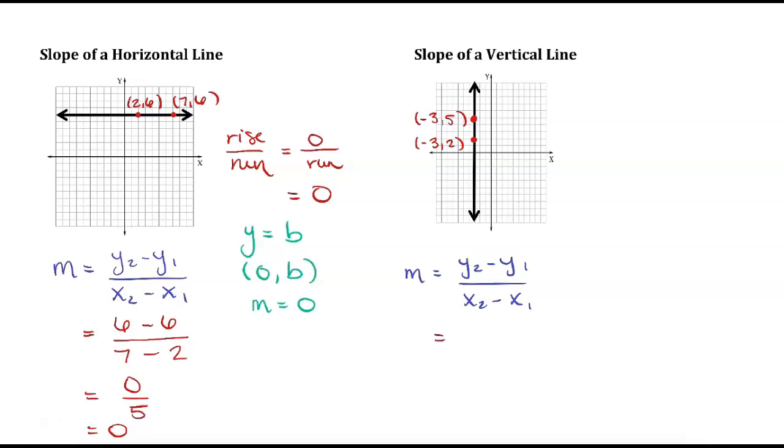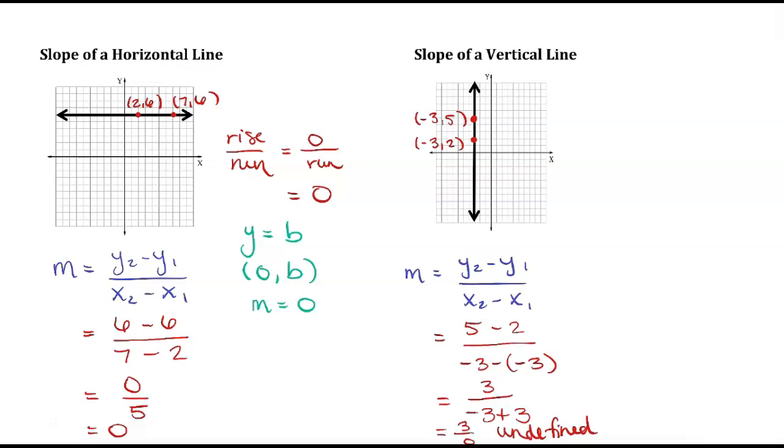Substituting, we have y2 is 5, y1 is 2, x2 is -3, and x1 is also -3. Simplifying, I have 5 minus 2, or 3, in the numerator, but I have -3 minus a -3, which is -3 plus 3 in the denominator. This simplifies to 3 over 0, which we know is undefined. We can never divide by 0.